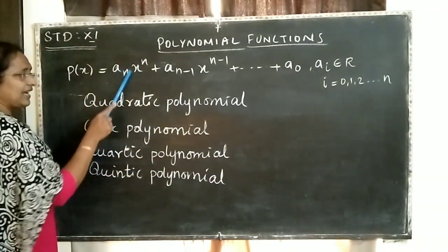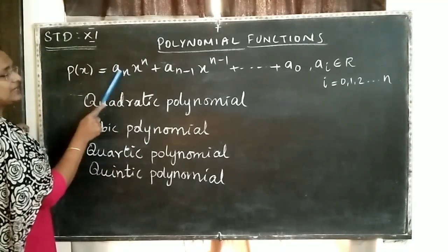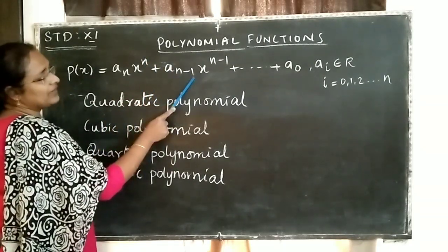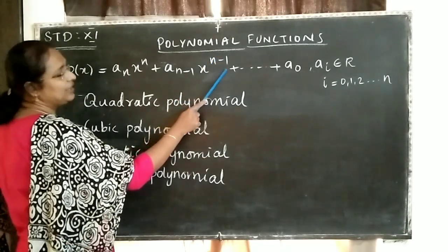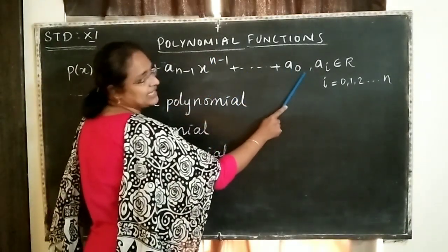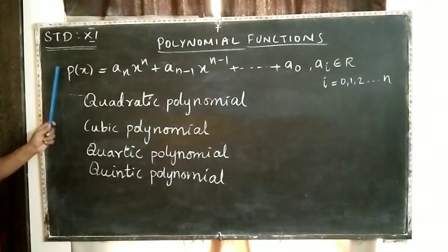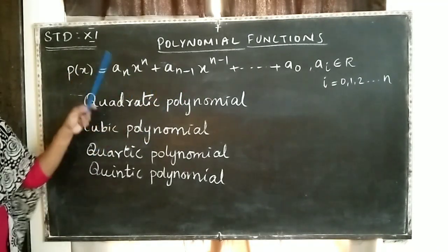If n takes the value 5, for example, so this term becomes a5 x to the power 5, plus 5 minus 1 will give you a4 x to the power 4, and it continues in the same pace and ends with a0, a naught. Is it clear for you? Okay. Now any function of this pattern is said to be a polynomial function.